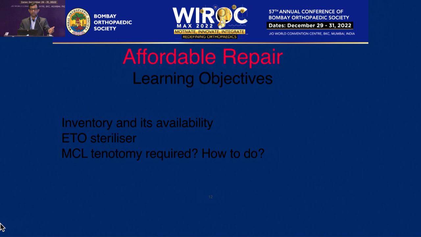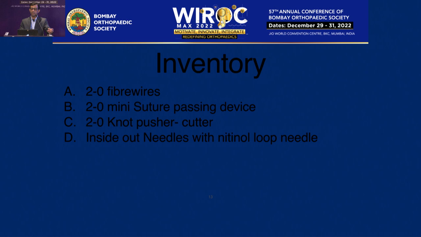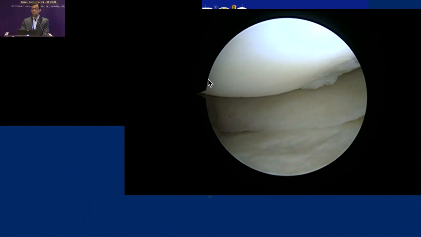For inventory: 2-0 FiberWire, and most Indian and all standard companies also have 2-0 as well as tape. These are the three instruments: 2-0 mini suture passing devices, which come in disposable as well as autoclavable versions, a 2-0 knot pusher with a cutter, as Bhushan sir showed, and inside-out needles with a nitinol loop. All the companies have this. You can ask a friend or any company person to supply instruments which have already been used, and you can get them ETO sterilized at your institute.